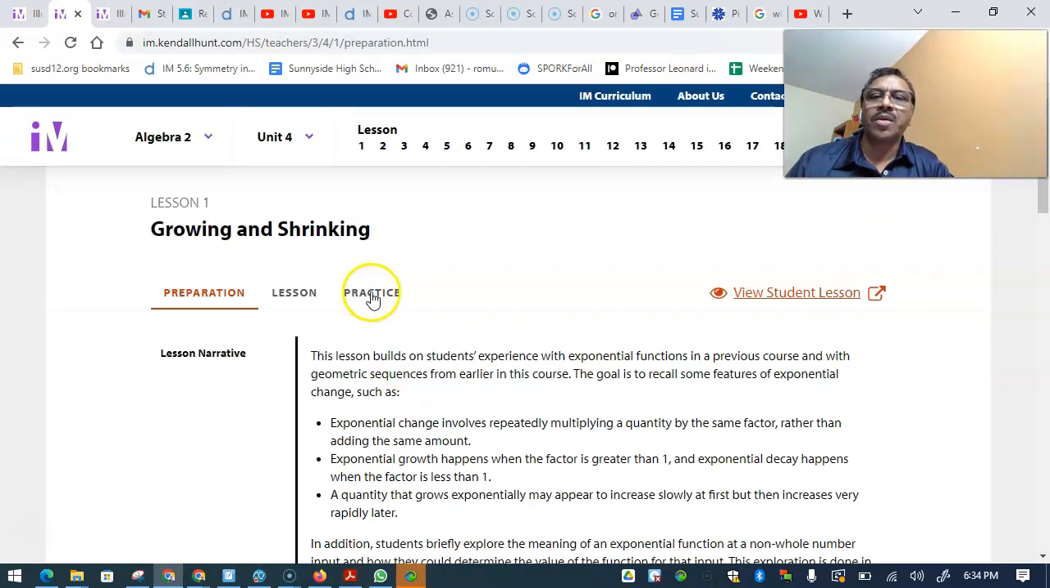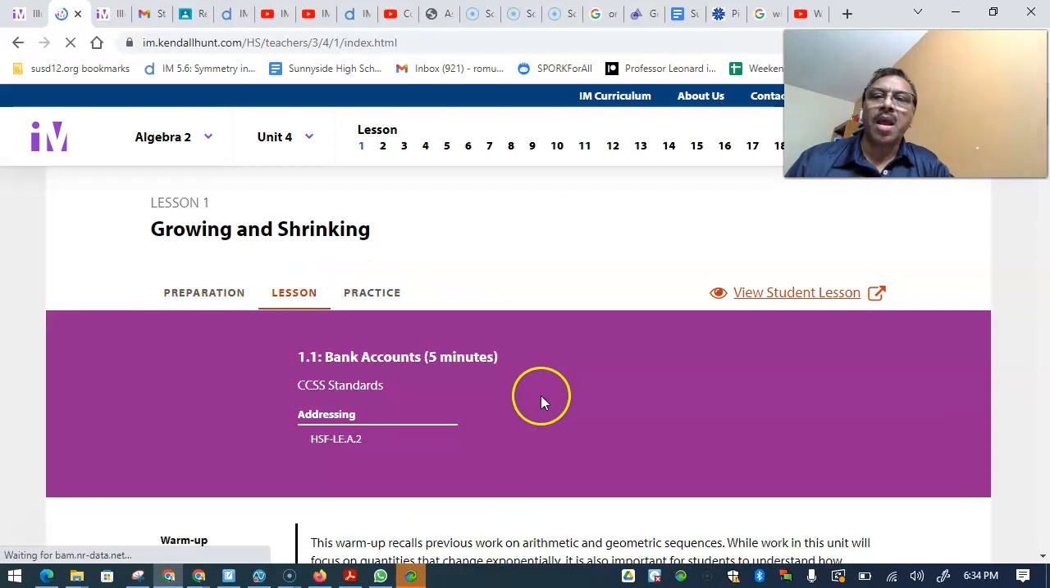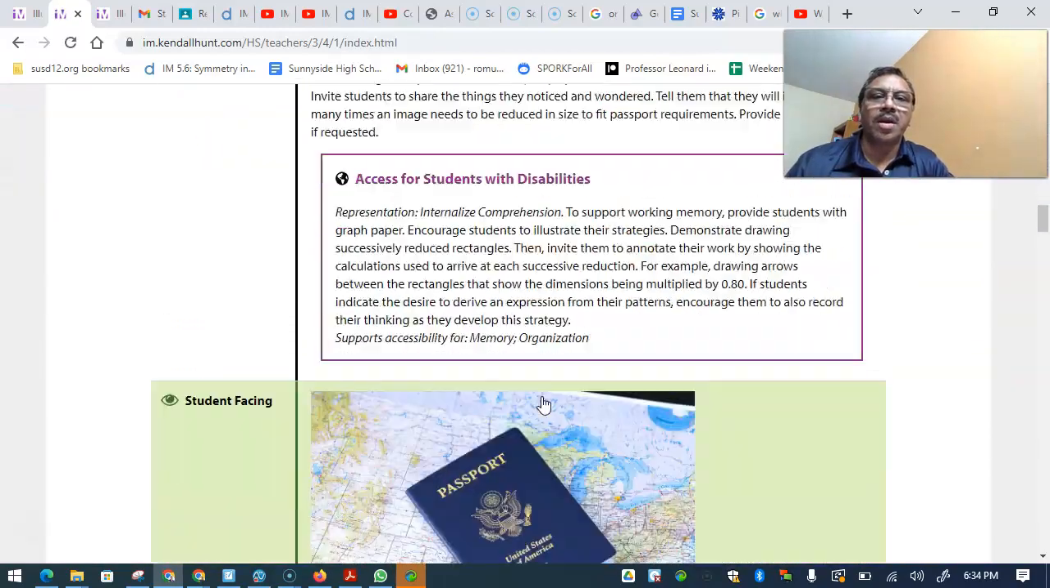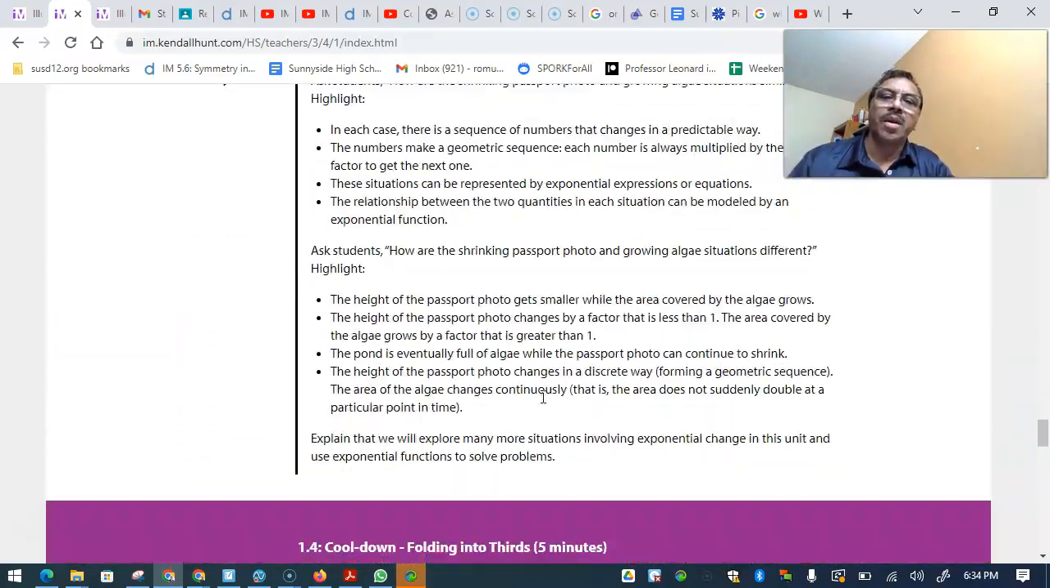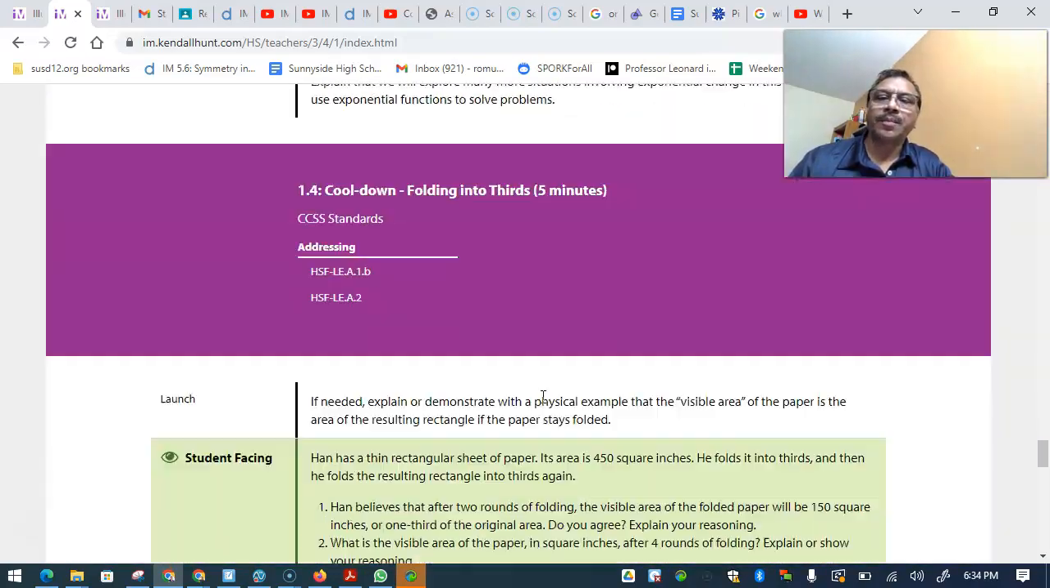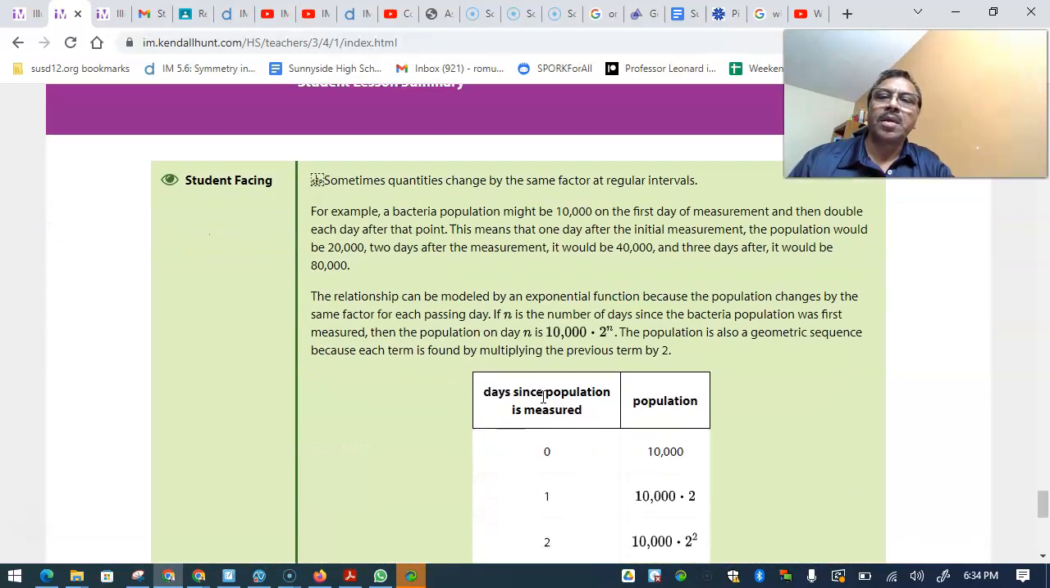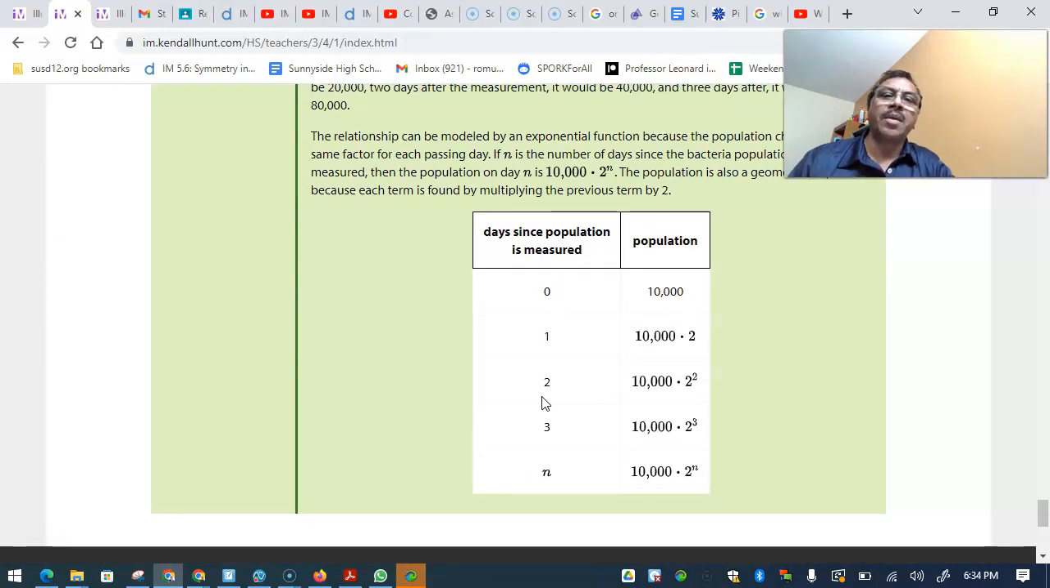So my job is to do the practice problem. But before that, I will just walk through, in 1 minute, what in this lesson I'm supposed to know. Here is an example. This is about the population growing over days since the population is measured. In the beginning, what does this zero mean? In one city in Arizona, the population was 10,000.